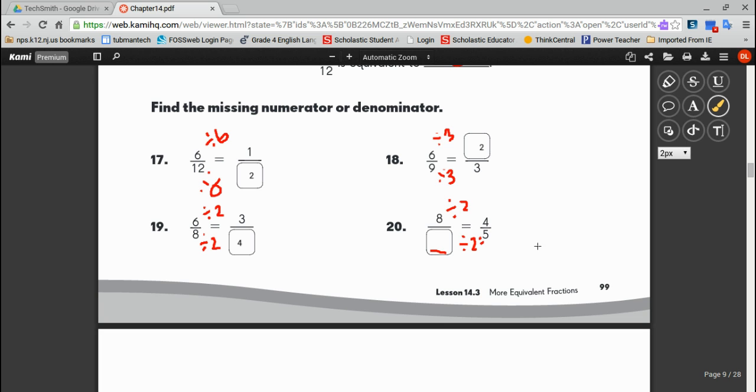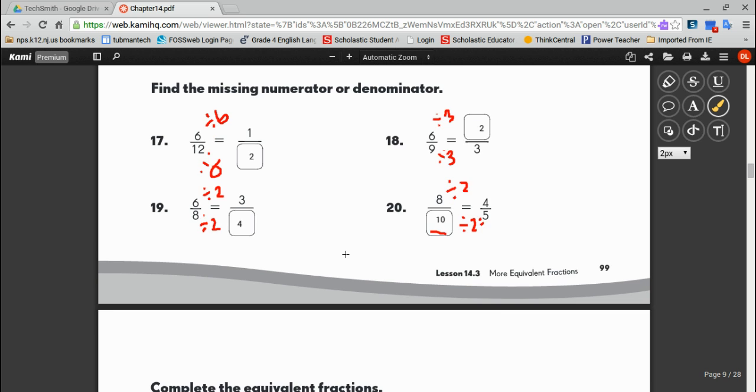If we think it through, if 8 divided by 2 gives me 4, that means I need something greater than 8 to get 5. So I can't do 9 divided by 2. Let's think about 10. 10 divided by 2 does give me 5. So it's 10. Another way you can check that is by doing the check for division, which is multiplication. 10 divided by 2 gives me 5, or 5 times 2 gives me 10.